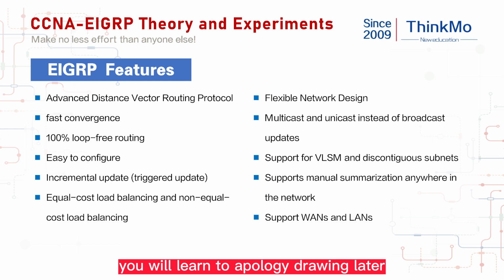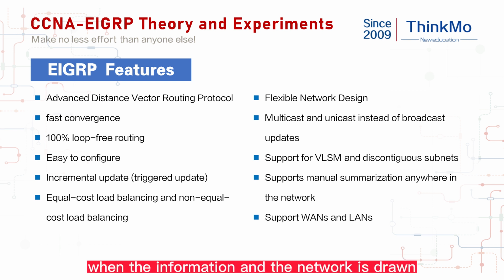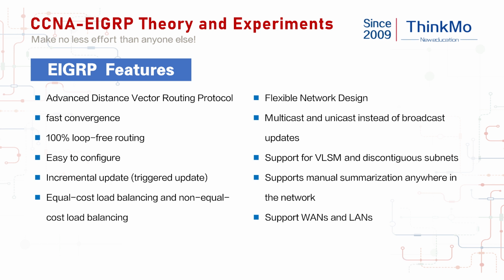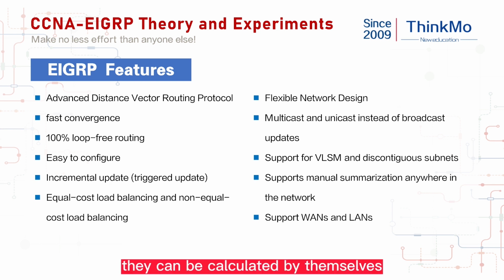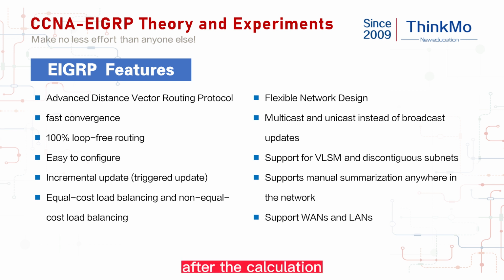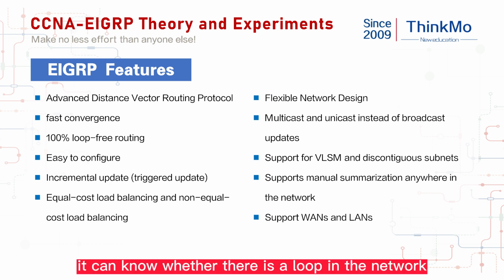You will learn topology drawing later. When the information in the network is drawn, these network devices, after receiving the information, know how to connect to each device. They can be calculated by themselves. After the calculation, it can know whether there is a loop in the network, and it has its own anti-ring means.